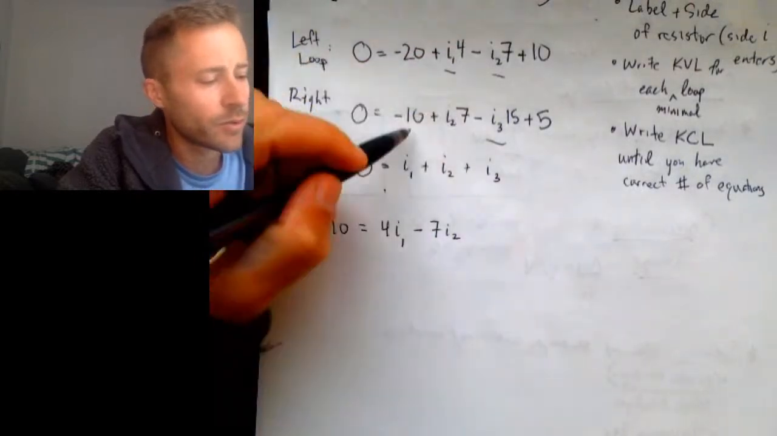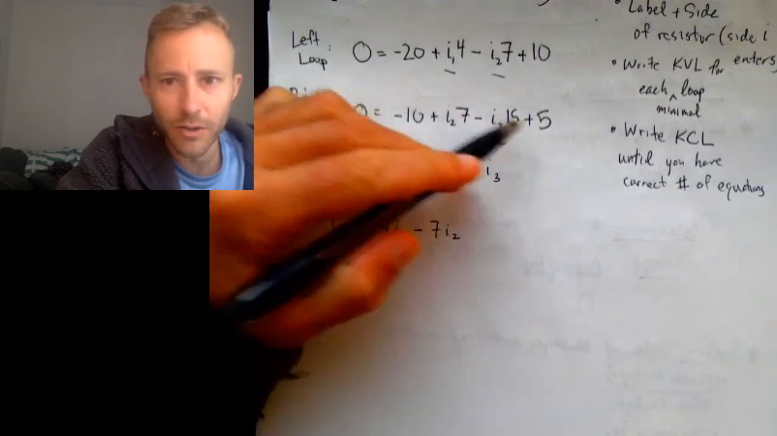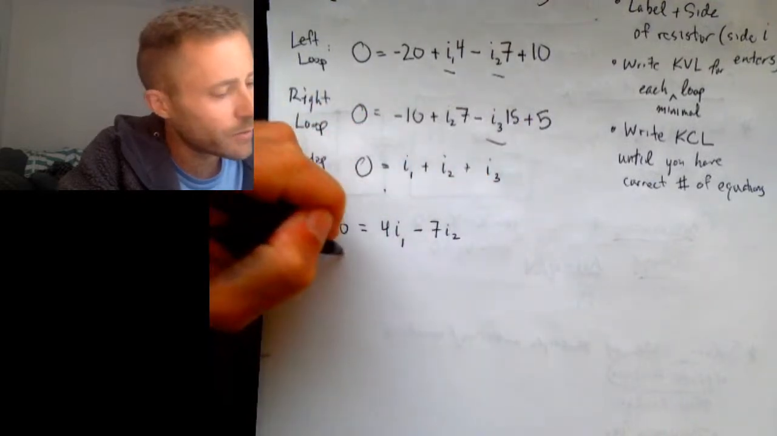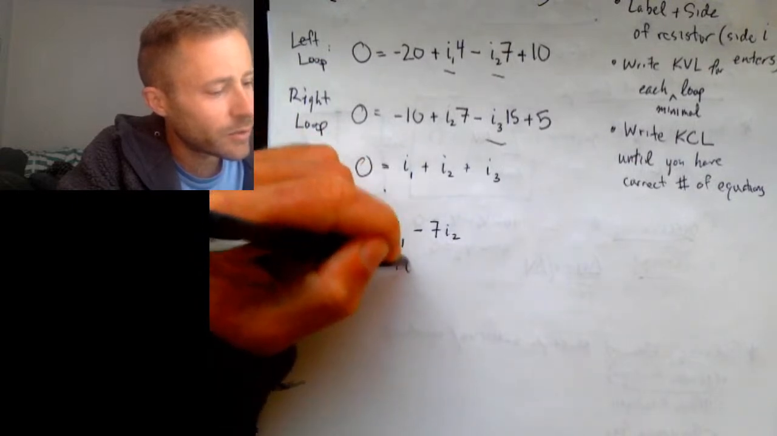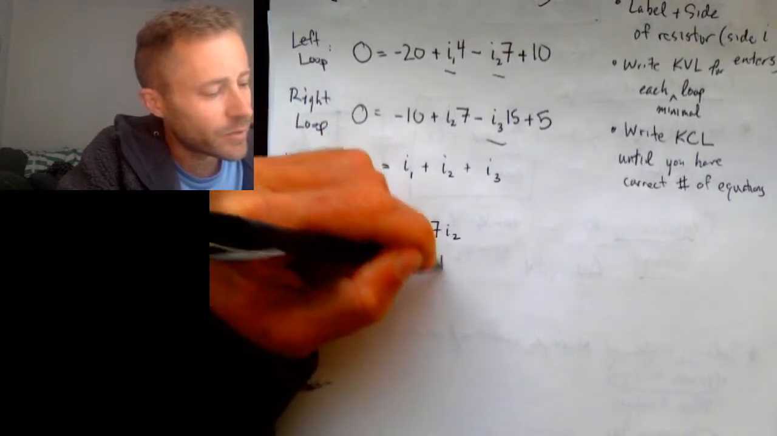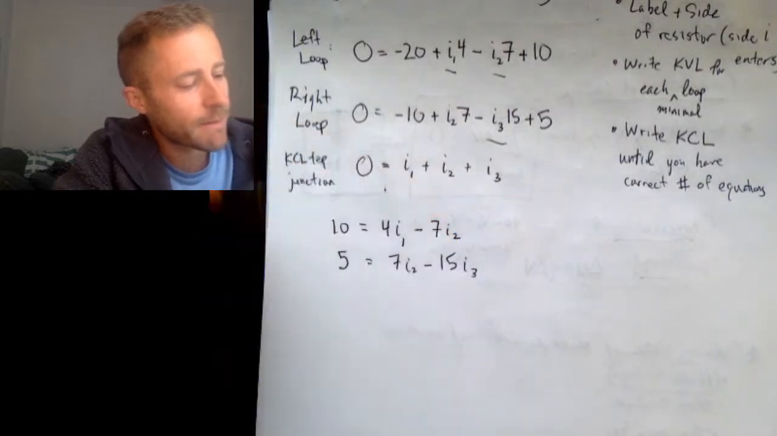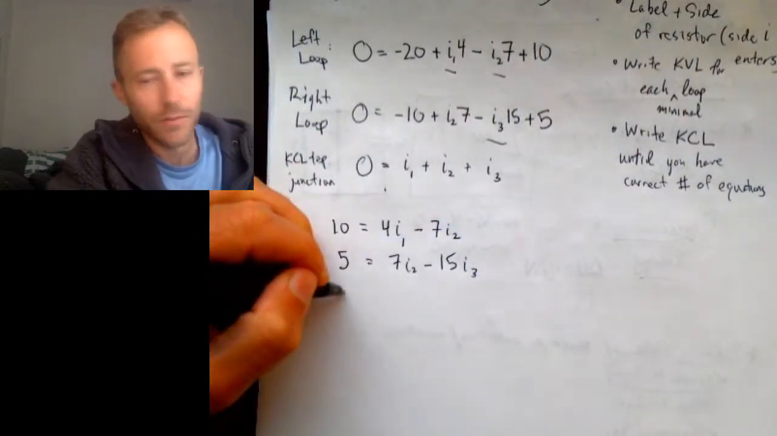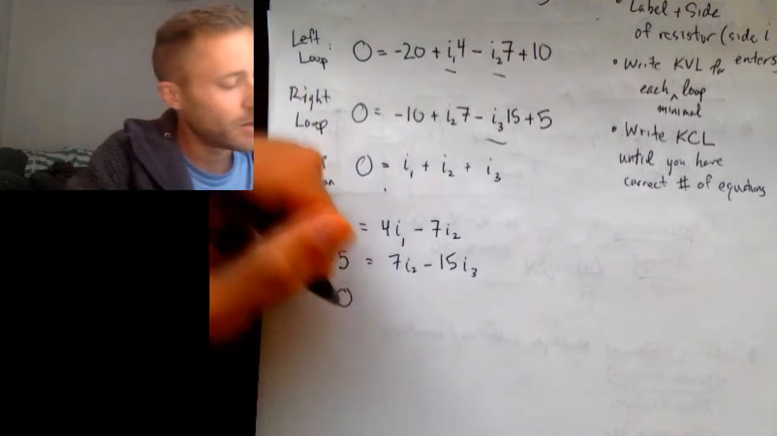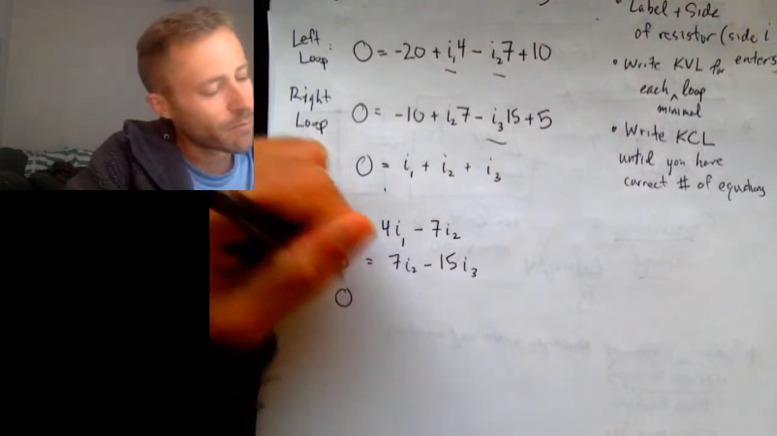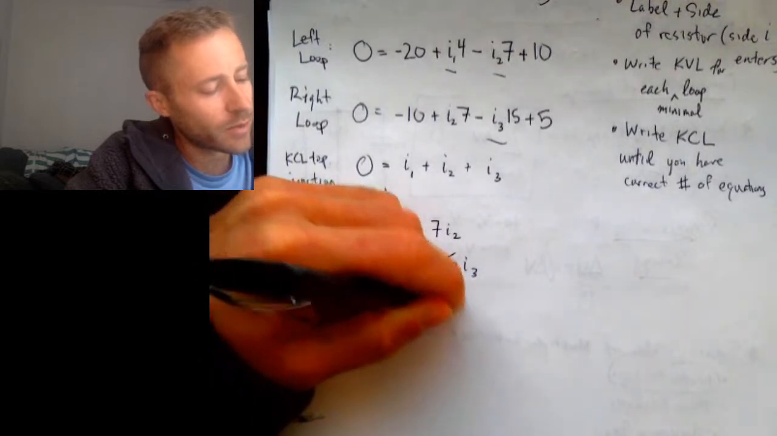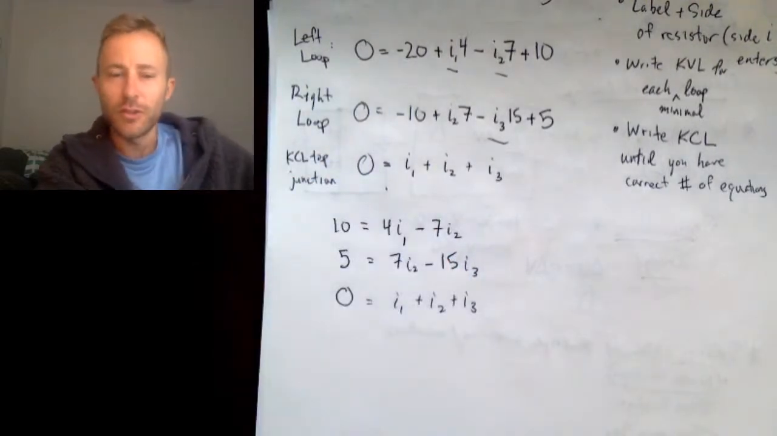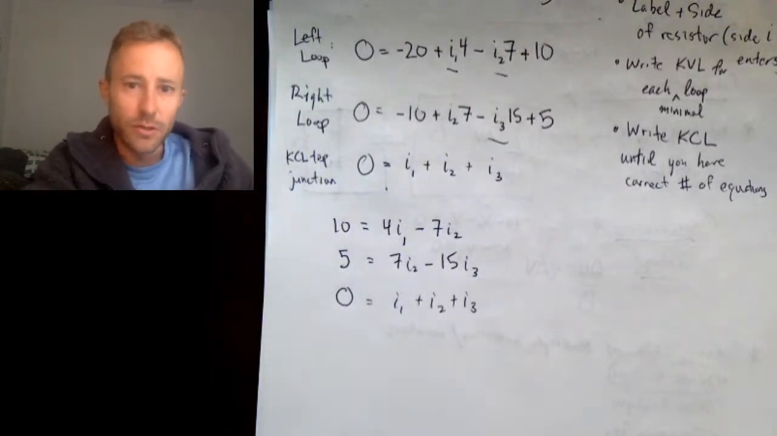Okay, for this one, I add the 10 over, I subtract the 5, so I have 5 equals 7I2 minus 15I3. And then I have 0 equals I1 plus I2 plus I3. So this is a system of equations for the three unknowns, and you solve it by your favorite method.